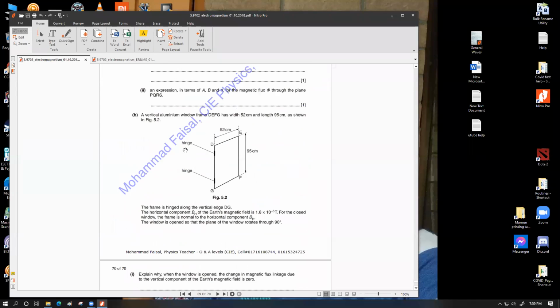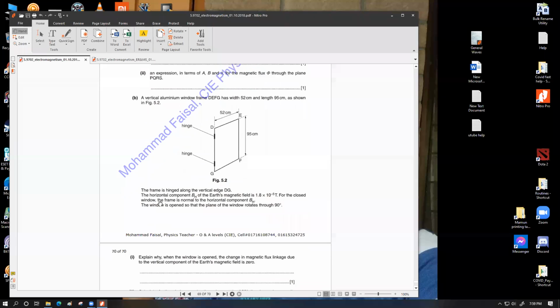All right. Then it says a vertical aluminum window frame DEFG with width 52 centimeter and length 95 centimeter as shown in figure 5.1. So this is a certain aluminum window frame. Now this is where the problem gets interesting. The frame is hinged along the vertical edge DG. So this is the side where it is hinged, which means this window can rotate about this DG line. The horizontal component BH of the Earth's magnetic field is 1.8 × 10⁻⁵ Tesla. For the closed window, the frame is normal to the horizontal component BH.